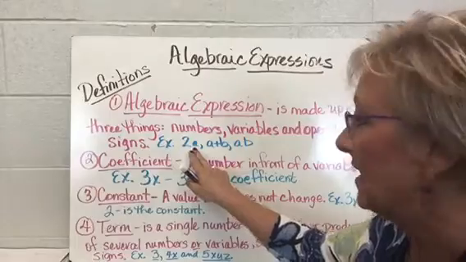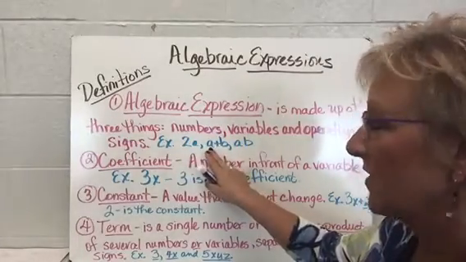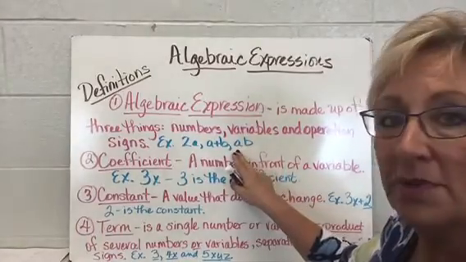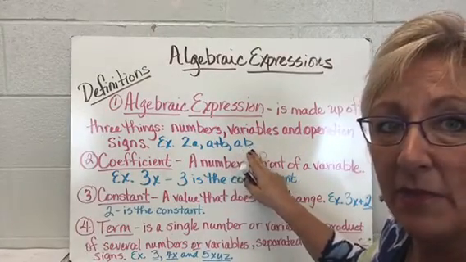That means 2 times a. A plus b means whatever the value of a is plus the value of b. And then ab means you are multiplying the value of a and the value of b together.